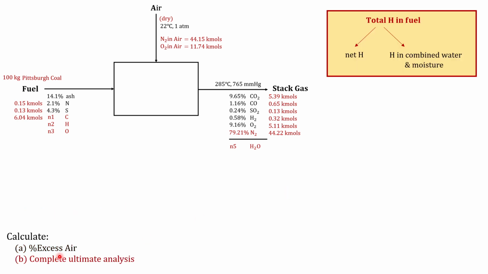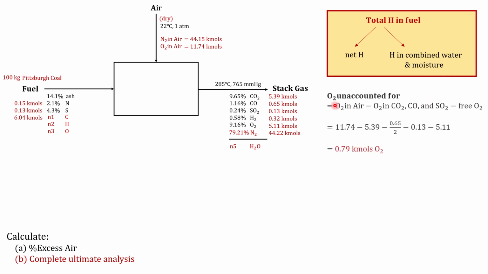To start our complete ultimate analysis, we first look at this relationship, which is the total H in fuel is equal to the net H plus the H in combined water and moisture. So we solve first for the O2 unaccounted for, and substituting the known values, we have 0.79 kmoles O2.